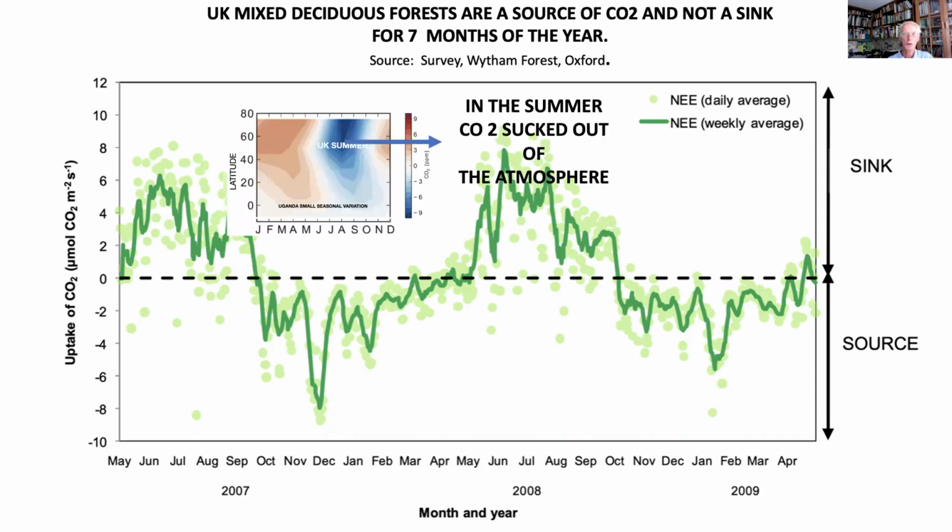And what's interesting is that in the summer, CO2 is sucked out of the atmosphere, and we would expect that because the trees are covered in leaves. However, unfortunately, in the winter, CO2 has been returned to the atmosphere. And what this study showed is that for 7 months of the year, trees are not a sink for CO2, they are a source of CO2.